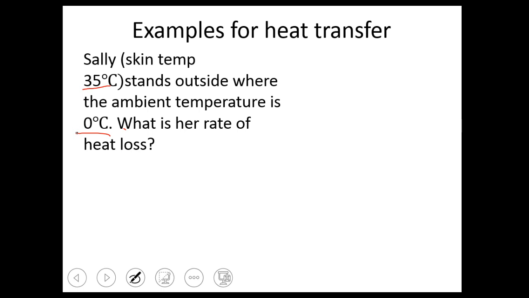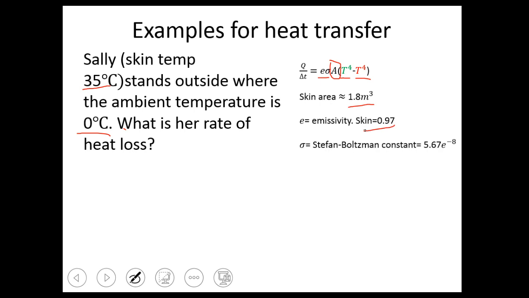Well, Sally's not in contact with anything, so this is going to be a radiant heat loss formula. Remember, I'm going to do Sally's temperature minus the environmental temperature. These two things are constants. And I just need to estimate the area of skin. In your book, it gives you the estimated area of skin as about 1.8 square meters, which is kind of a gross and disturbing estimate of how people might know that. But anyways, the emissivity of skin is 0.97, and the Stefan-Boltzmann constant.